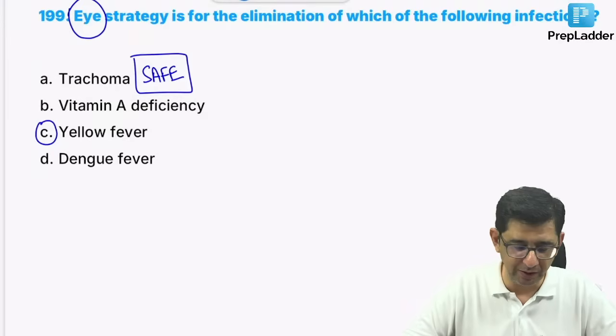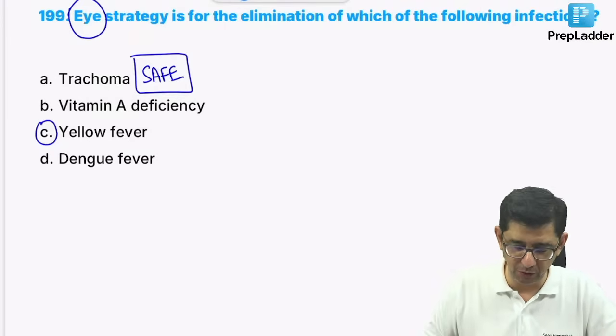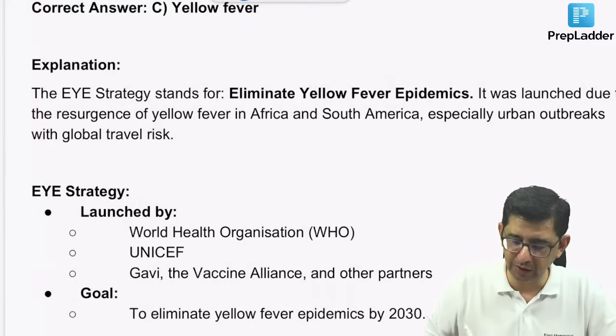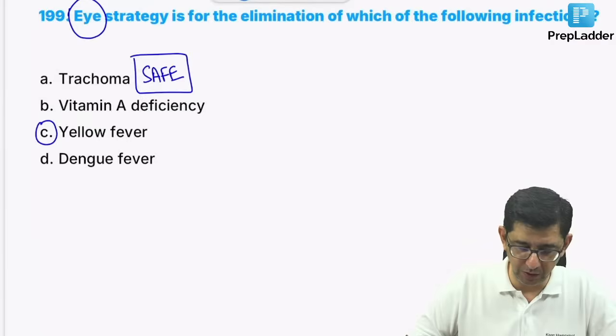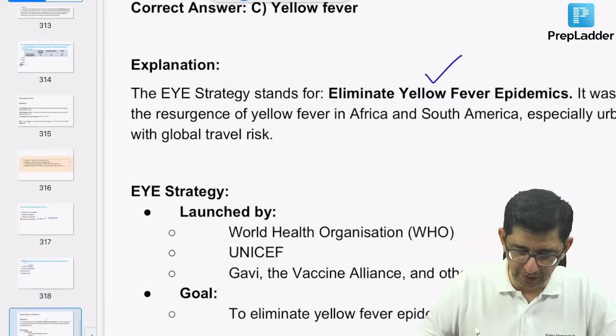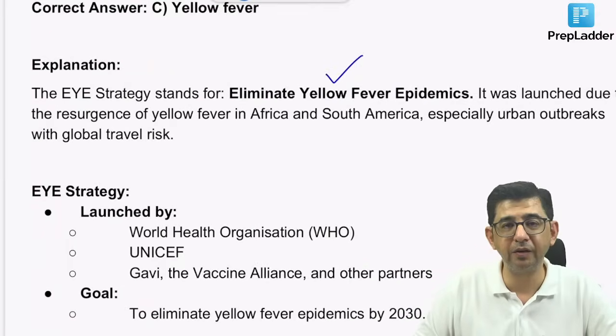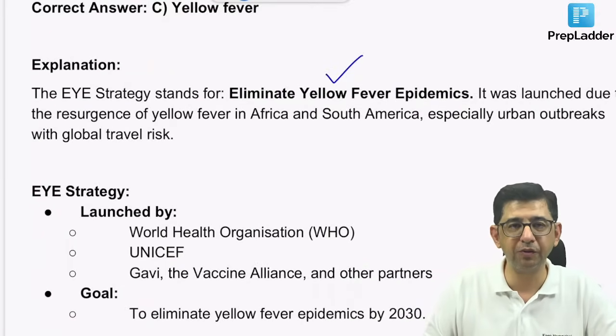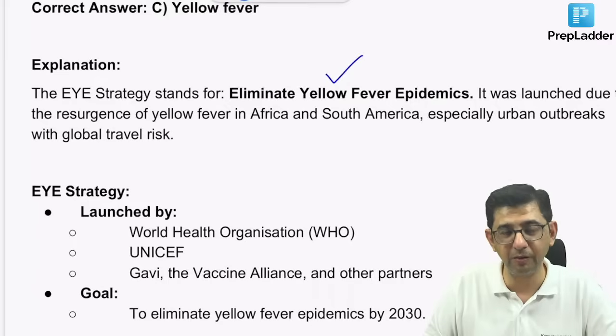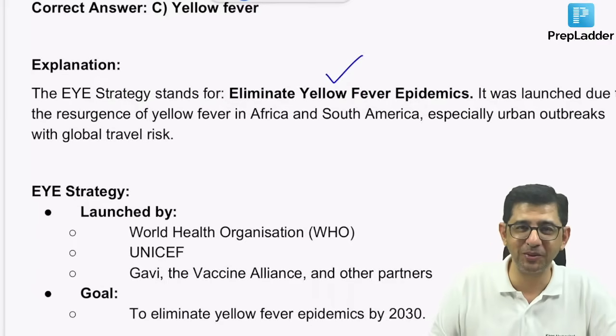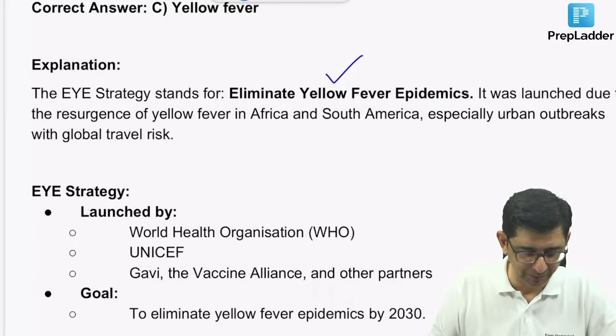Yes, the option for this is eradication of yellow fever epidemics, is what is recommended. The correct answer in this particular question would be option number C. Very good. I said eradication of yellow fever epidemics. It is elimination of yellow fever epidemics that is recommended. A very particular word: elimination, not eradication. So elimination of yellow fever epidemics.